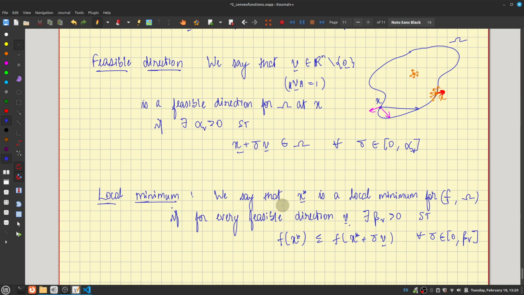I'll say that x star, again, I'll go back and forth between f of x star and x star. I'll use those terms a bit loosely. We can say as local minima is. Sure. I'll use both terms. I'll use the term local minimum interchangeably for x star as well as f of x star.